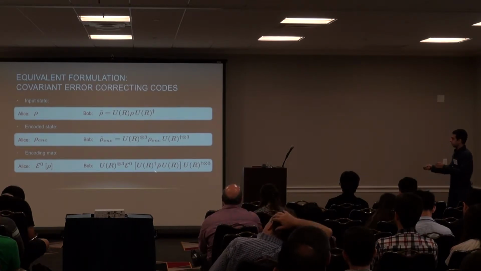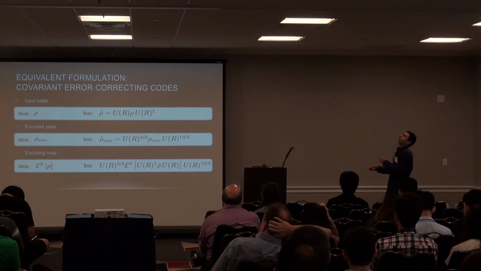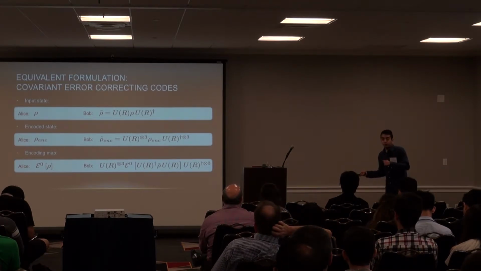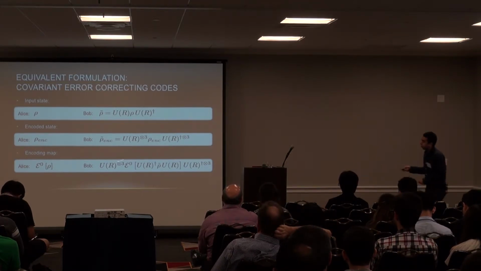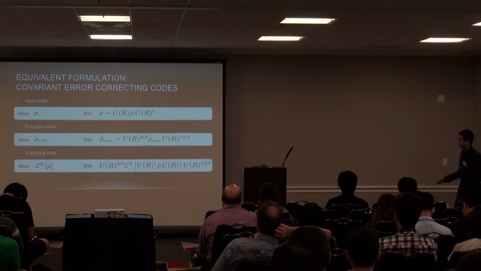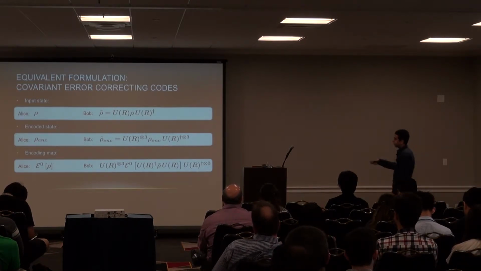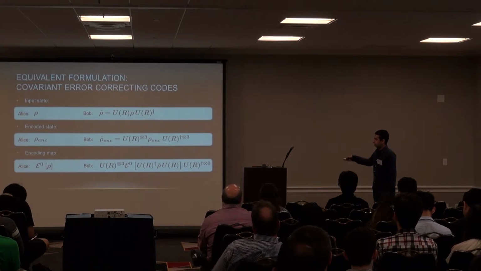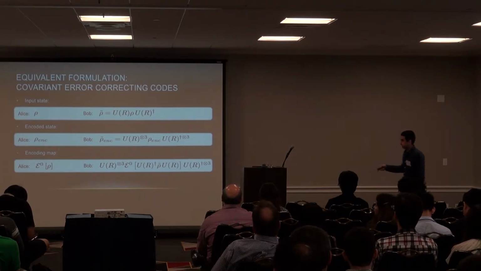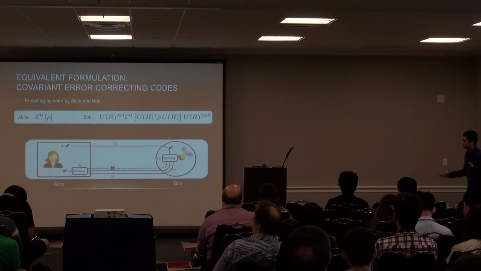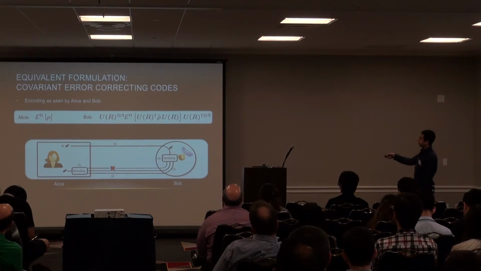But the point is that now this is the encoding as seen by Bob. But now the problem is that R is unknown to Bob. So he should be able to recover the information out of this channel, although he doesn't know the R. So just repeating the same thing. And yes, so this is the rotated channel.